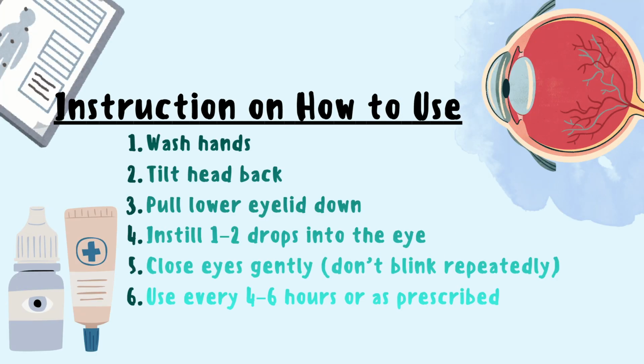So how to use the chloramphenicol eye drops? First, we need to wash our hands cleanly. Next, tilt the head back, then pull the lower eyelid down and slowly instill 1 to 2 drops into the eye. Next, close the eyes gently. Please don't blink the eyes repeatedly. And lastly, the eye drops may be used every 4 to 6 hours or as prescribed by the doctor.